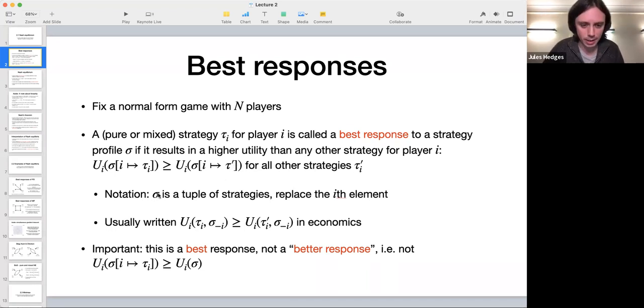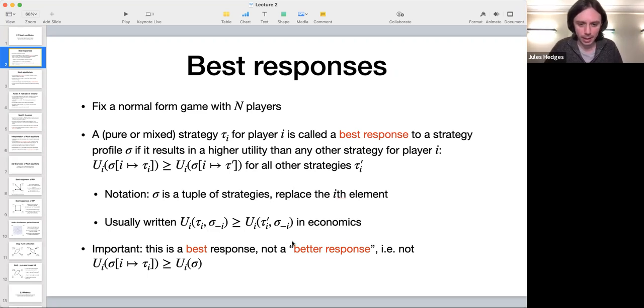The notation here is that sigma is a tuple of strategies, and by this notation, I mean replacing the ith element of the tuple with some other strategy. If you read other sources, most sources write this with a different notation, which I find kind of disgusting, but it's quite standard. You write sigma minus i to be projecting out the ith element of this tuple and then adding back in this one.